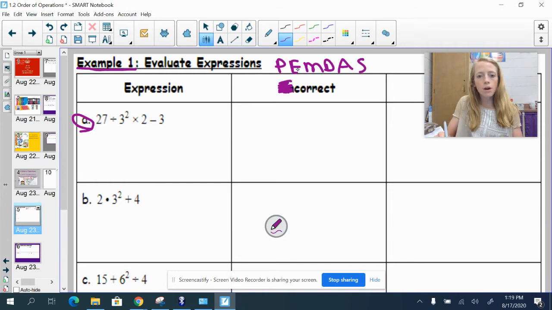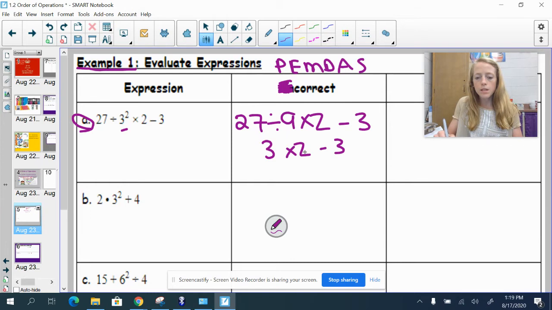There are no parentheses, but there are exponents. So you would do the exponent first. Write down everything else. And then the exponent, 3 squared, would be 9. Next would be multiplication and division. So go from left to right. 27 divided by 9 would be 3. 3 times 2 is 6. And then do the last operation. 6 minus 3 is 3. So your final answer is 3.